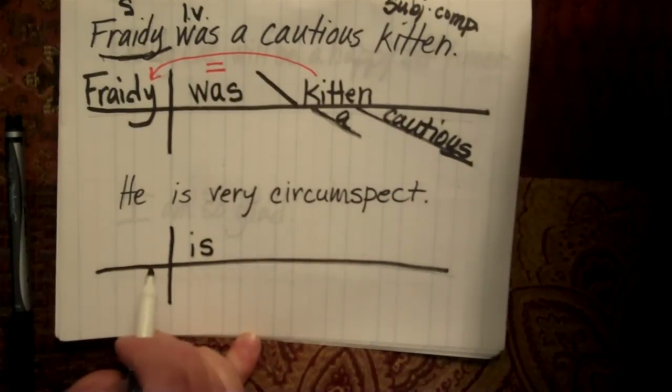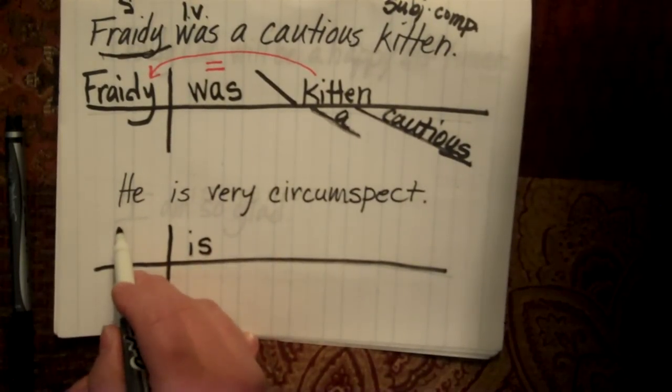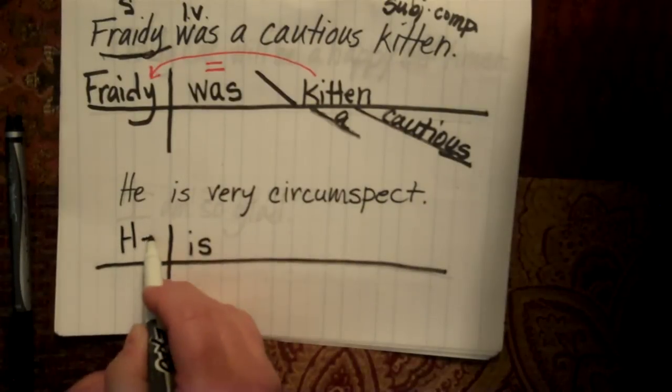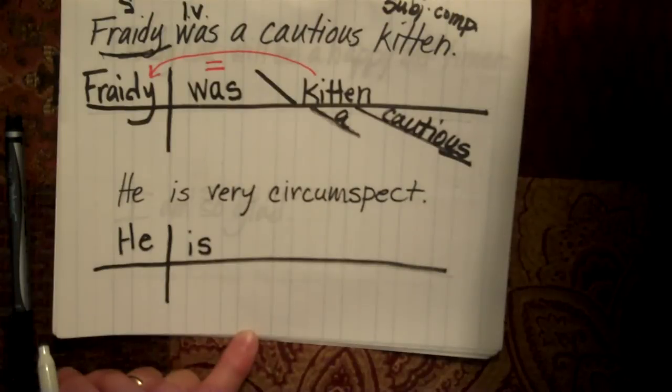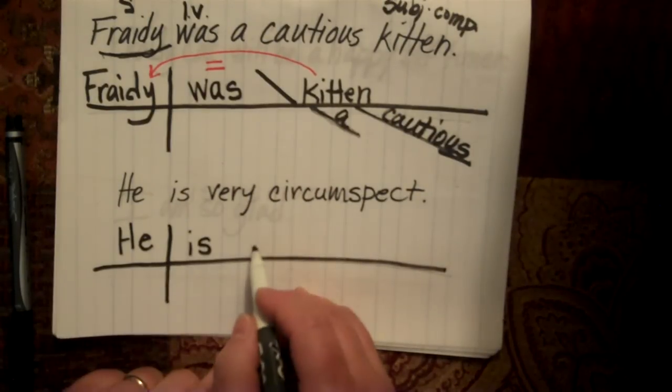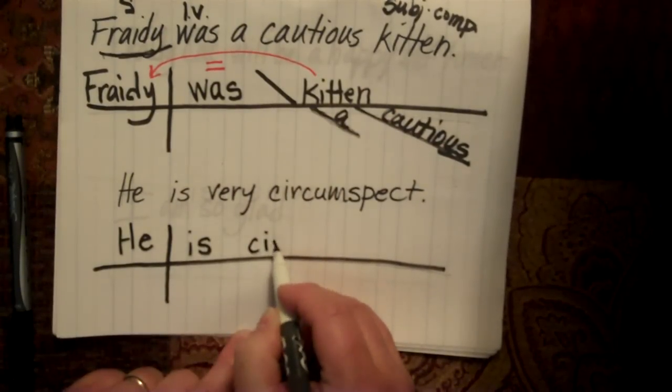And then you say, who is? And the answer is the pronoun he. He is the subject of the sentence. Then you ask, he is what? The question you ask for the subject completer is the same question you ask for the direct object. He is what? You use the subject and the verb and ask that question. The answer to that question is circumspect. He is circumspect.